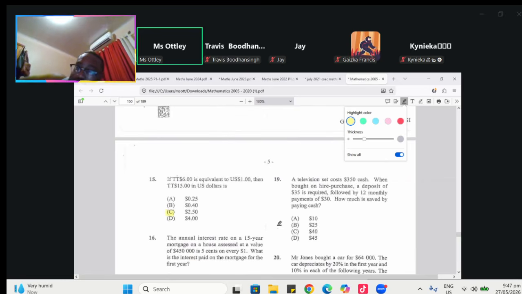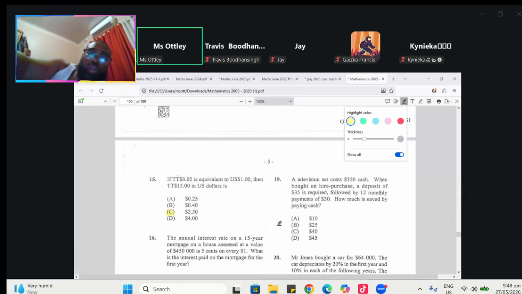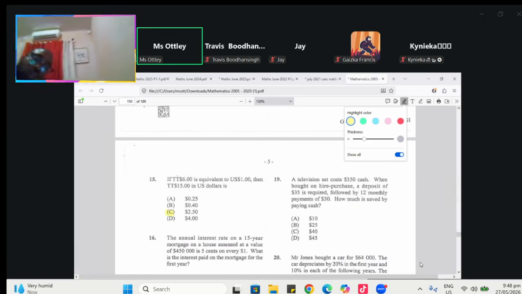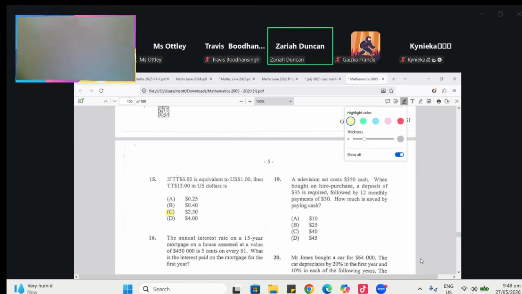So it does start at 4. A television set costs $350 cash. When bought on hire purchase, a deposit of $35 is required, followed by 12 monthly payments of $30. How much is saved by paying cash? I'll even you all again. $45. D.